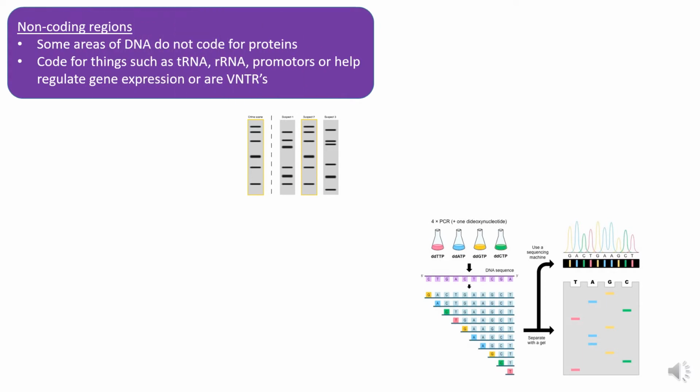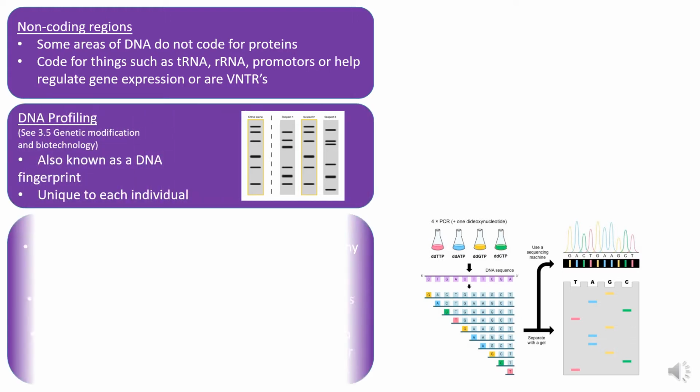Okay, so non-coding regions of DNA. Some parts of the DNA don't actually code for proteins. When we refer to genes, we're referring to the sections of the DNA that do code for proteins. The non-coding regions don't code for a protein. What they do is code for things such as tRNA and rRNA, which is ribosomal RNA. They might be promoters, or they might have a role in helping to regulate gene expression, which you'll find out more about in the rest of chapter 2, in 7.2. And they also might be something called variable number tandem repeats, which we'll see about very soon.